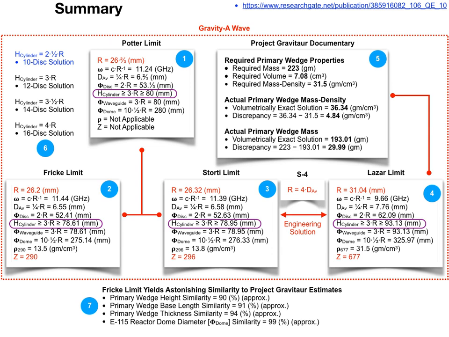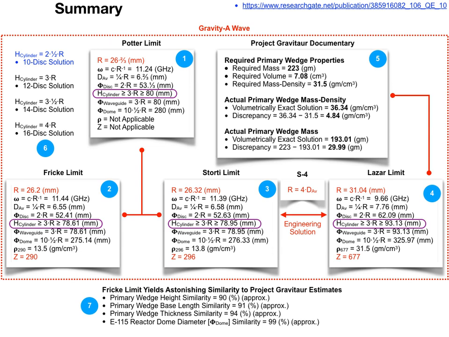The seventh artifact lists the astonishing similarity between the predictions generated via the electrogravimagnetic construct and the technical information affirmed by Bob Lazar in the Project Gravitaur documentary. Please consider that the Potter, Frick and Staughty limits were predicted between February 2023 and October 2023, that is, long before our contact with Project Gravitaur leadership. However, the Lazar limit is something we prepared for this episode.